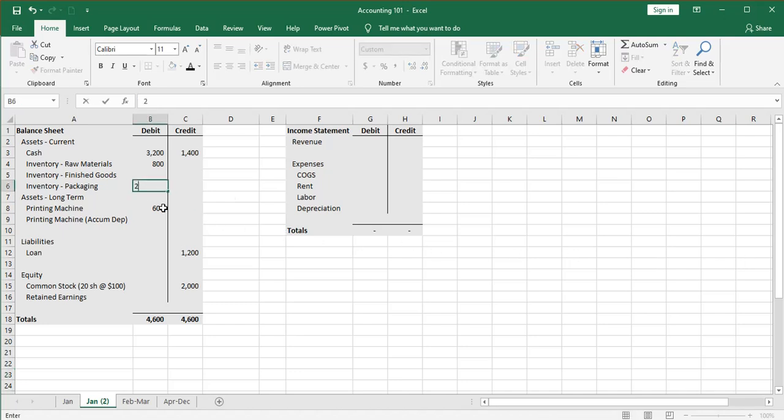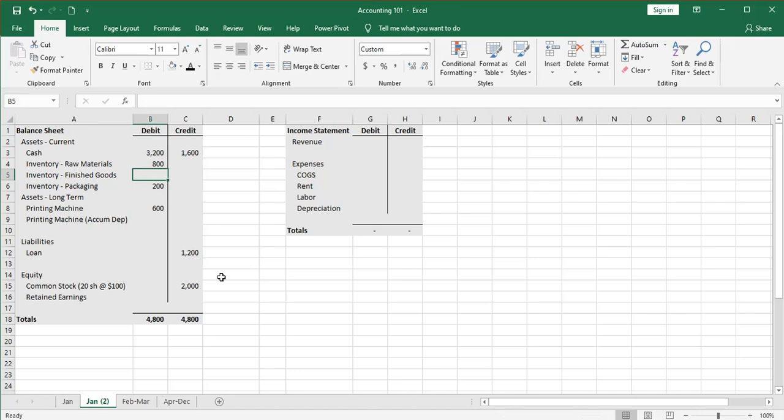In similar fashion, we're going to buy some packaging materials. I'll increase that asset by $200, and that'll come out of cash because we're paying cash. So that's a decrease to my cash account. Still balanced.